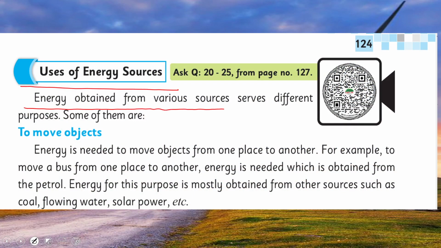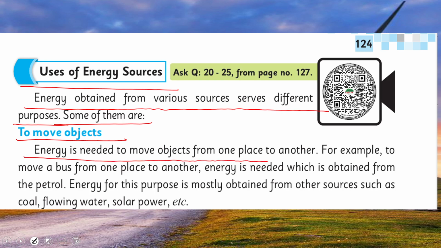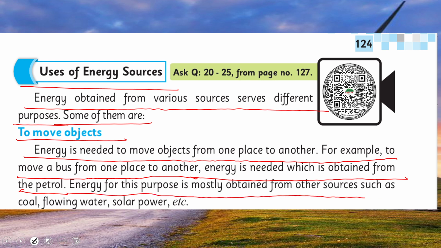Energy obtained from various sources serves different purposes. Some of them are to move objects. Energy is needed to move objects from one place to another. For example, to move a bus from one place to another, energy is needed which is obtained from petrol. Energy for this purpose is mostly obtained from other sources such as coal, flowing water, solar power, etc.